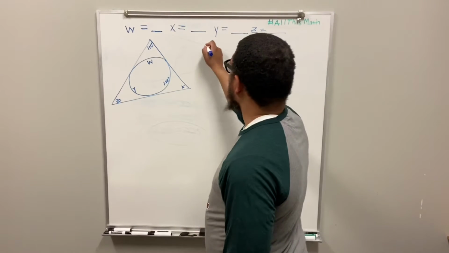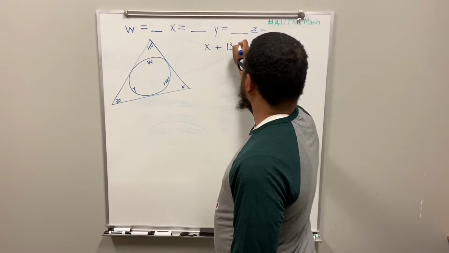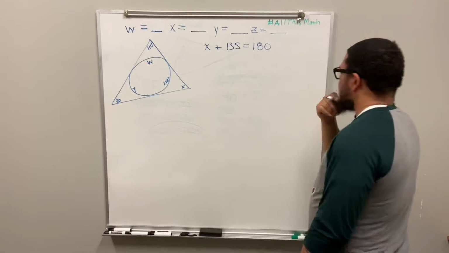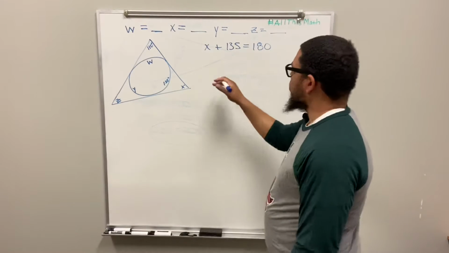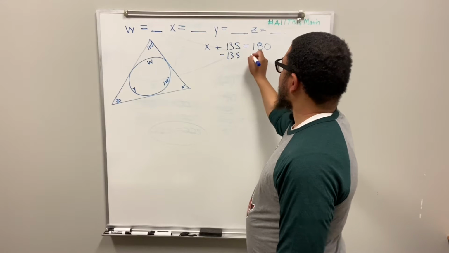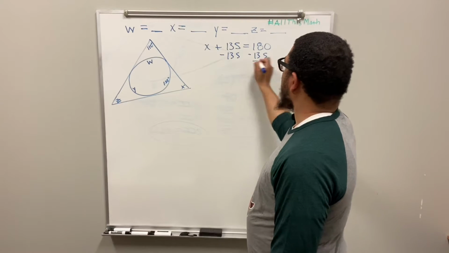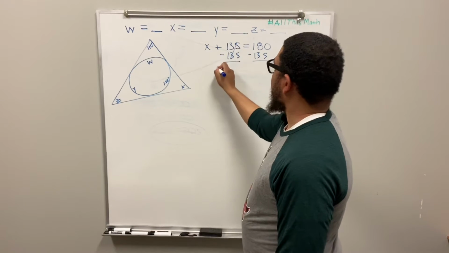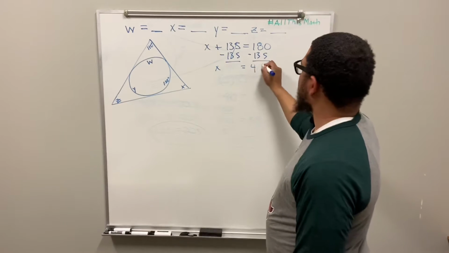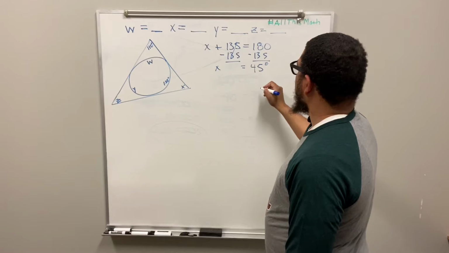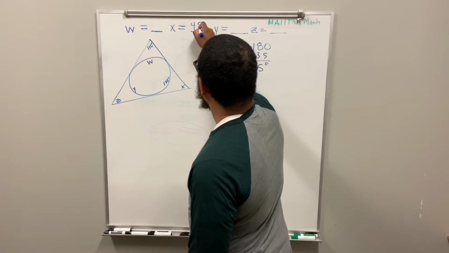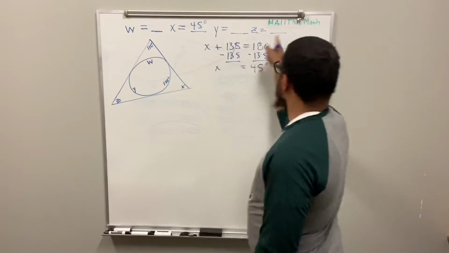So I'm going to use that to figure out what X is. X plus 135 is equal to 180. If that's the case, then I'm going to use a little bit of algebra and solve for X. I'm going to subtract 135 on the left, and subtract 135 on the right. So now I've got X equals, and 180 minus 135 is 45 degrees. So that's 45. One down, three more to go.